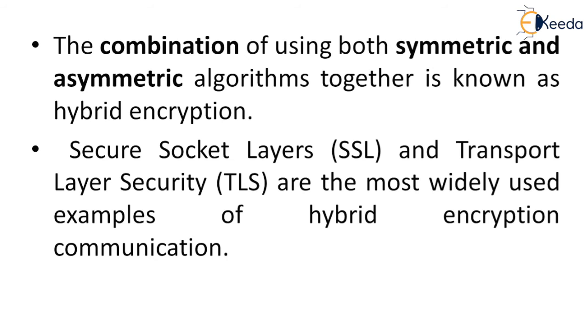So the combination of using both symmetric as well as asymmetric algorithms together is known as hybrid encryption. The best example for hybrid encryption is the Secure Socket Layer (SSL) and the Transport Layer Security (TLS), which are examples of hybrid encryption communication.